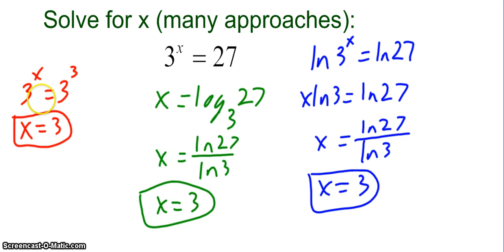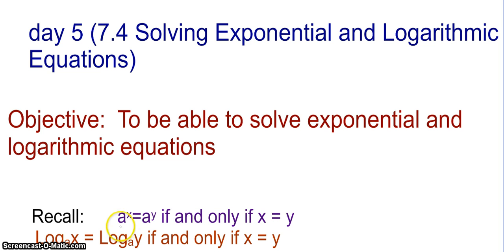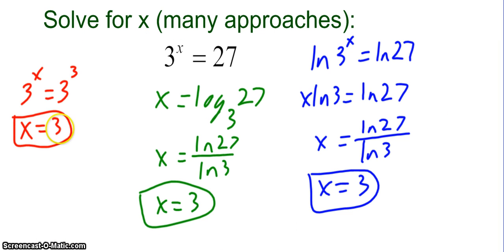So the first one over here on the left, what I'm doing here is I'm recognizing that 27 can be rewritten with a base of 3, and it's 3 cubed. So I know 3 to the x equals 3 cubed. Well, now from my property that we looked at on the last slide, a to the x equals a to the y if and only if x equals y, I know that x has to equal 3. Okay, that's the simplest way.